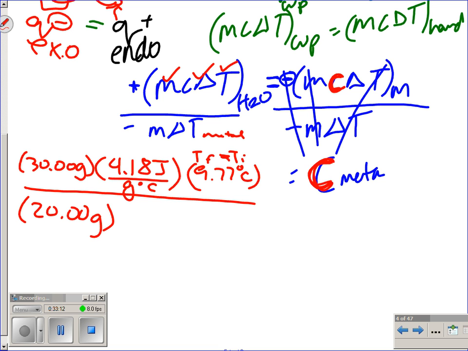How do I find the difference in this metal? Yes, you have to do what? Brandon? 29.77 minus 150. Yes, T final, 29.77 minus 150. Do that in the calculator. What is it? Negative 120.23. One more time. Thank you.